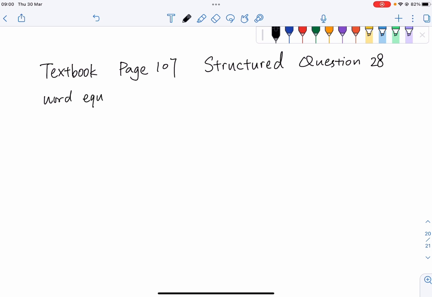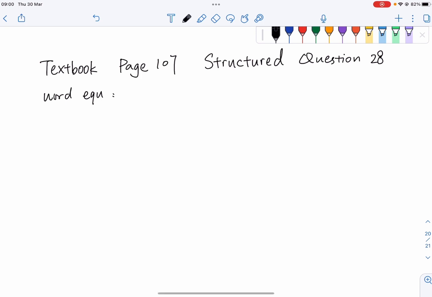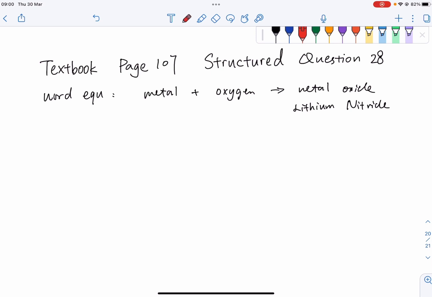Remember, it used to be like when lithium is burning in air, then the word equation would be metal plus oxygen, and then form metal oxide, right? But if we take a look at the product here, the product here says lithium nitrate. If that is nitrate, then probably, can I write the oxygen here? Probably not, right? We will change it to which gas has N, like the most abundant gas in the atmosphere. This one should be nitrogen.